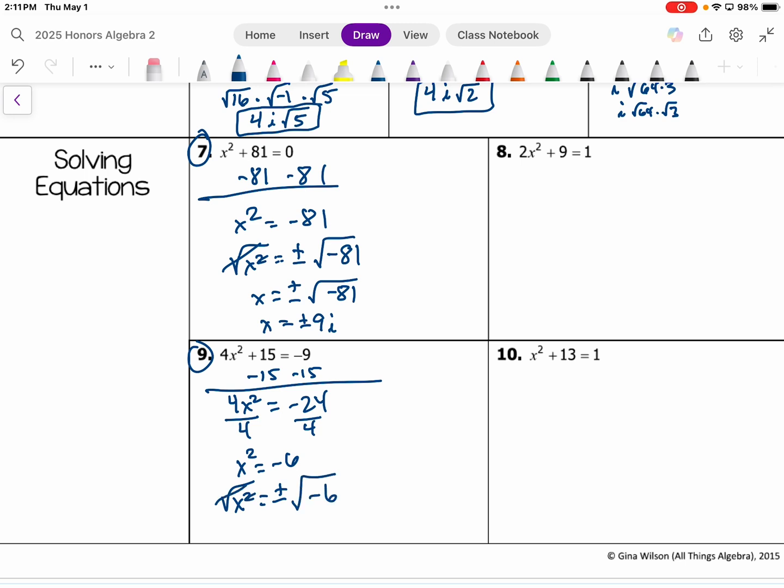The square and square root cancel. I get x equals plus or minus. The only thing I can bring out is actually the i. The 6 doesn't have a perfect square factor, so it stays inside. And that would be my simplified version. I have a positive complex or imaginary root, i root 6, and then I have a negative version of it, which basically means I have it on two sides of an axis. On the imaginary axis is what that represents.